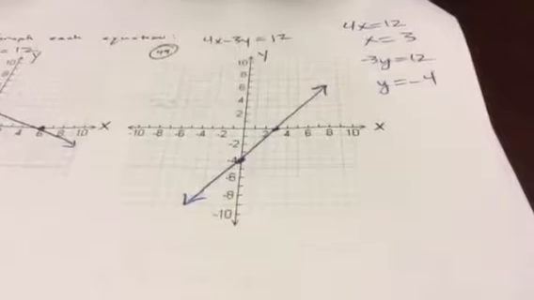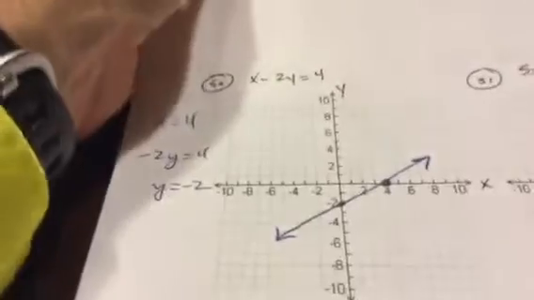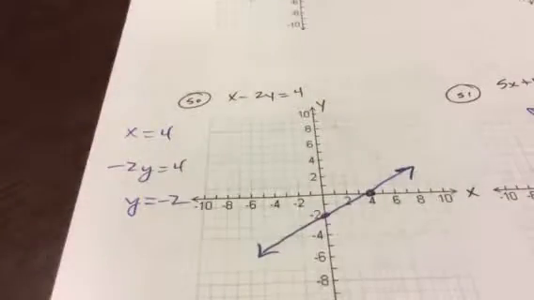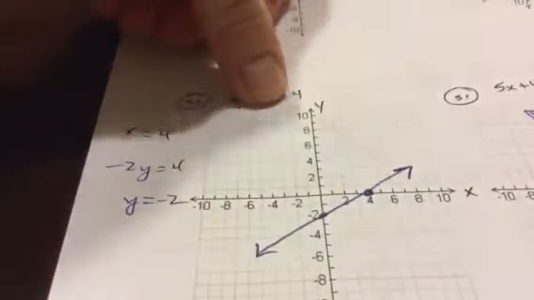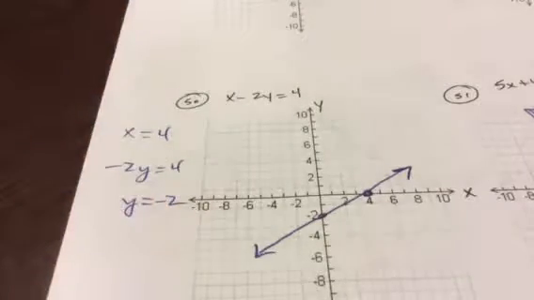And 40, same thing. Cover up the -3y. 4x is 12, so x is 3. -3y is 12, so y is -4. 2 points determine a line there. On 50, x equals 4. It's a simple cover-up method there. X is 4, and then -2y is 4.